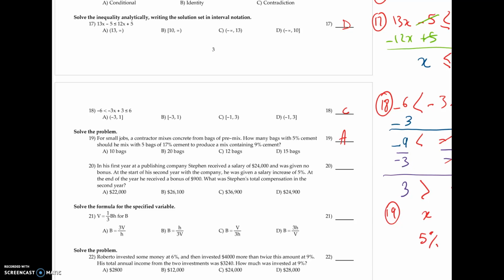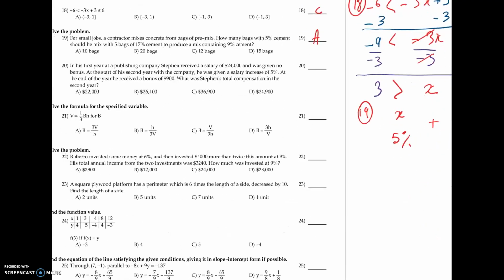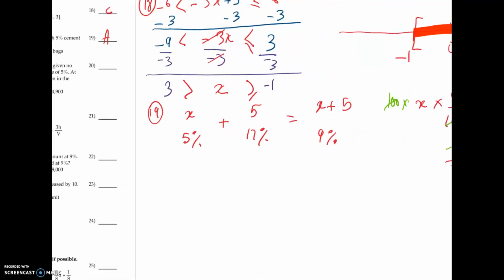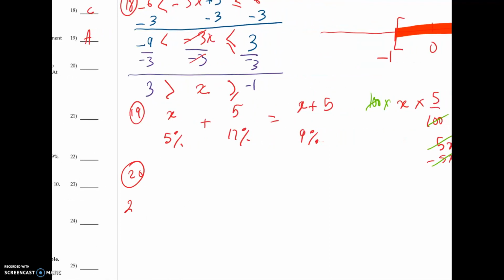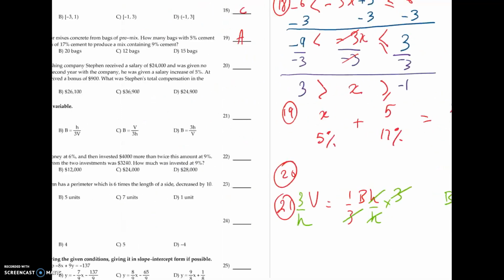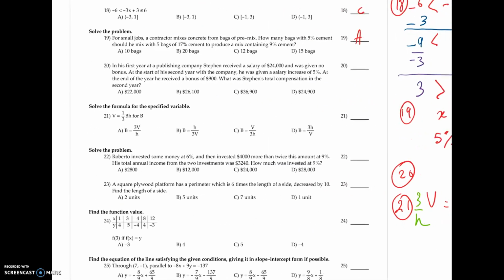Same idea for problem number 20, so I'll let you do problem number 20, very easy. For number 21, we have volume equal to 1/3 of capital B H. If you want to find B by itself, you need to divide by H and multiply by 3. If you multiply by 3 and divide by H on the right side, you need to multiply by 3 and divide by H on the other side. Therefore, B is supposed to be equal to 3V over H. And so 3V over H gives you the answer A.